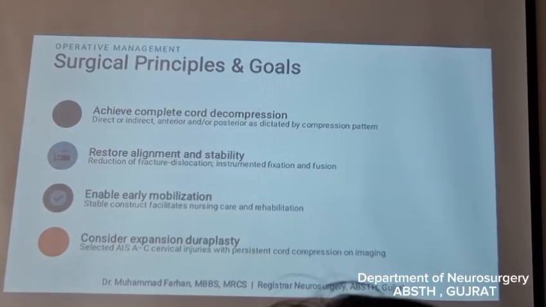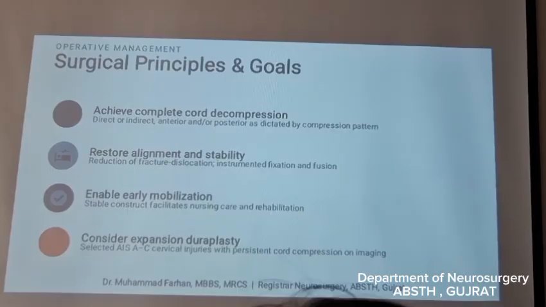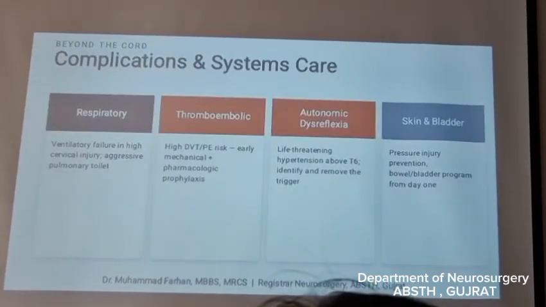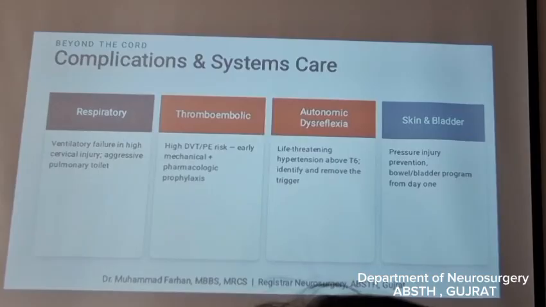Surgical principles and goals: achieve complete cord decompression, restore alignment and stability, enable early mobilization, and consider expansion duroplasty in selected cases. Then complications and systemic care.